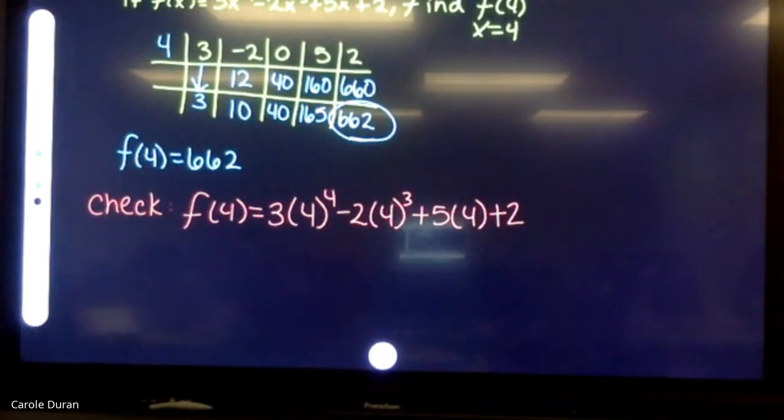Do you have to check? On your homework, no, it's not a bad idea to check a couple of them. We're checking here to prove that it works. So on your homework, you're not going to have to check all your problems.